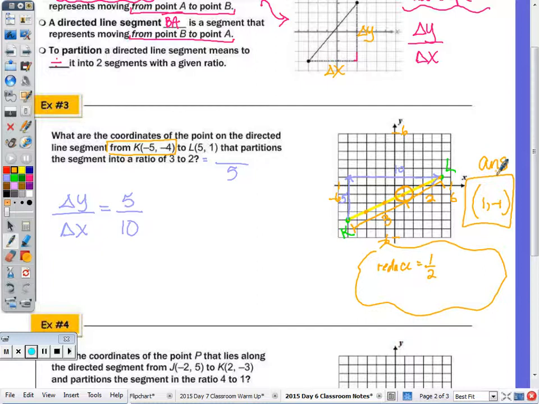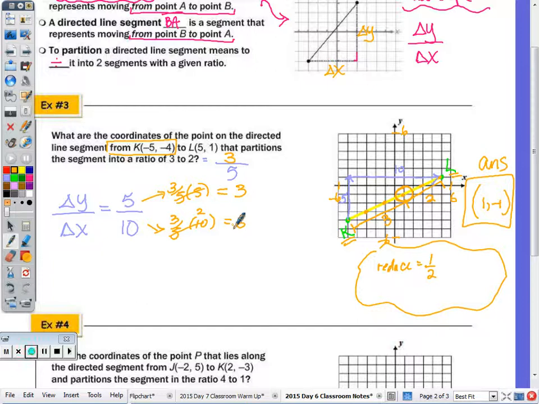If you can do it graphically, and they say you can use a graph, that's the shortest way to do it. If you can't, going back here, I need to break it up in the ratio of 3 to 2, so that's 3/5 of the way from K to L. So you take 3/5 of the numerator, your change in y. Does anyone know what 3/5 of 5 is? Cancel those out, you get 3. And then take 3/5 of 10, cancel those out, 3 times 2 is 6.